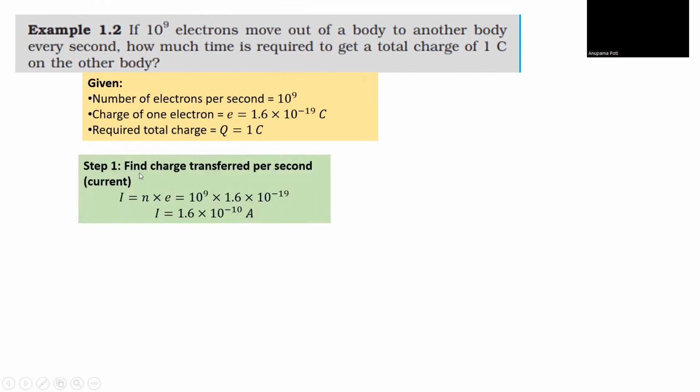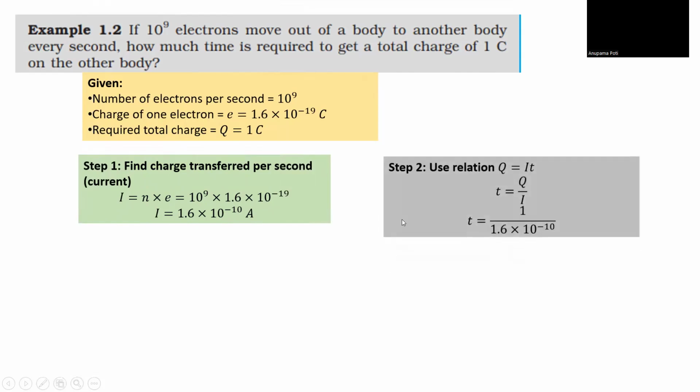Now, first we will find out charge transferred per second, that is current, I equal to N into E, total charge. 10 to the power 9 electrons, each are having charge 1.6 into 10 to the power minus 19. Therefore, total current is 1.6 into 10 to the power minus 10 ampere.